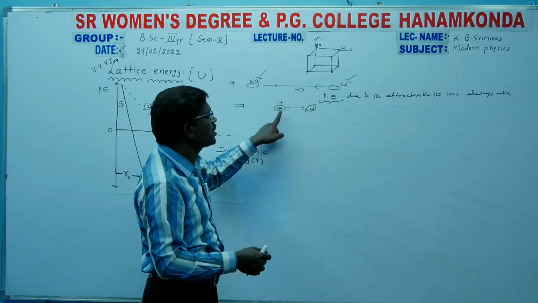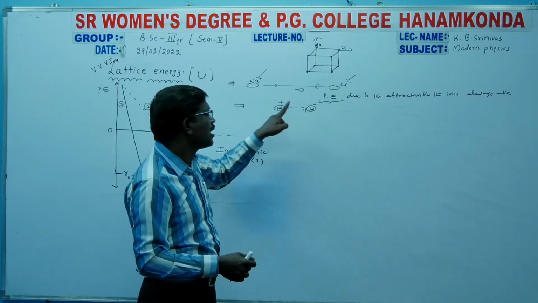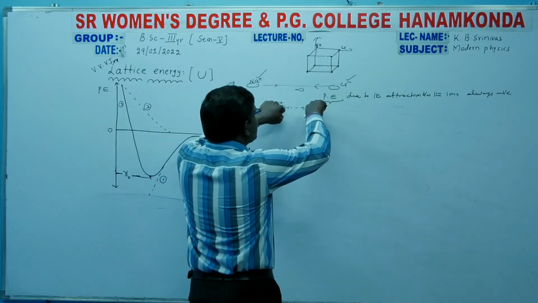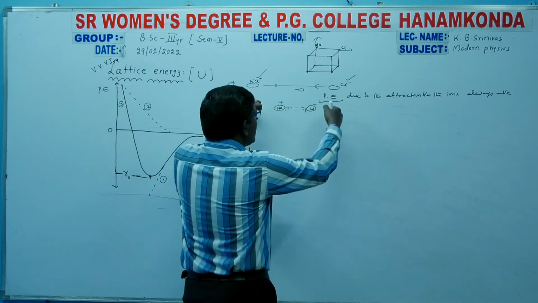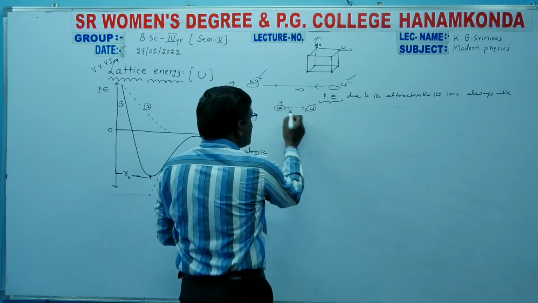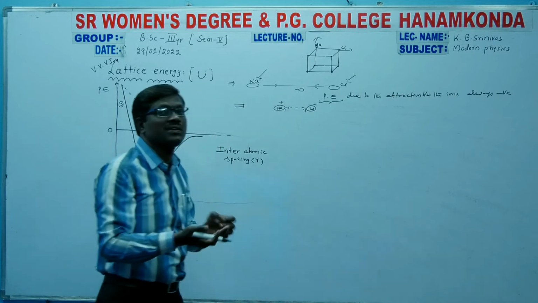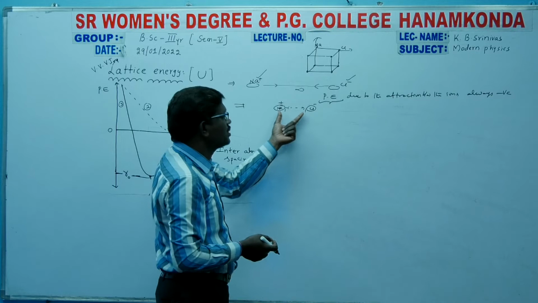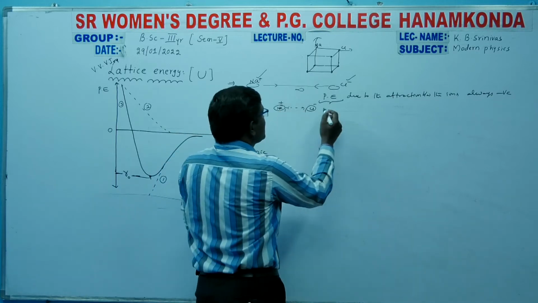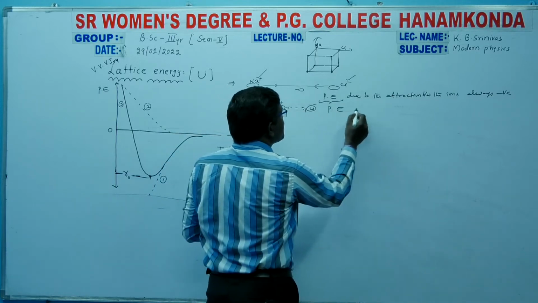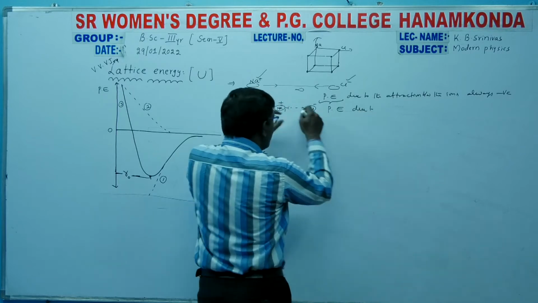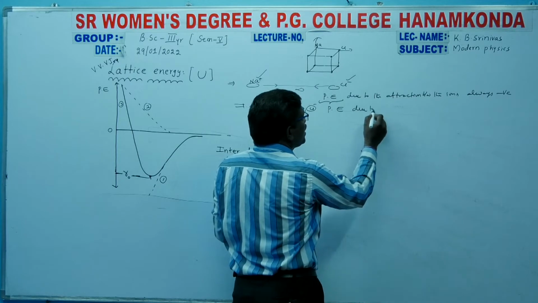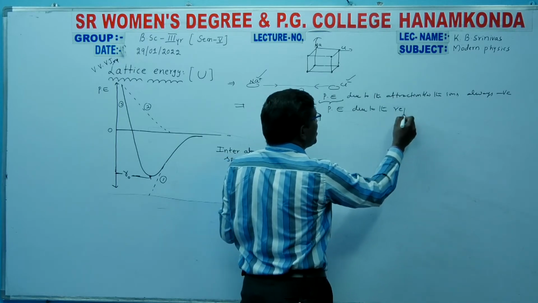So, due to repulsion between the electron clouds of these two ions, the two ions stop. Instead of observing attraction force, at this distance we observe repulsion force. So the potential energy due to these two ions at this distance becomes positive. Potential energy due to which type of force? This one, repulsion force. Potential energy due to the repulsion force.